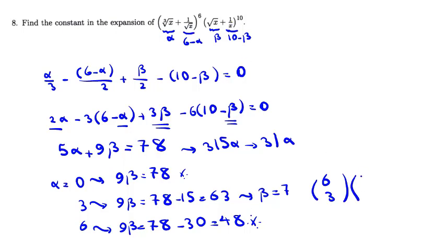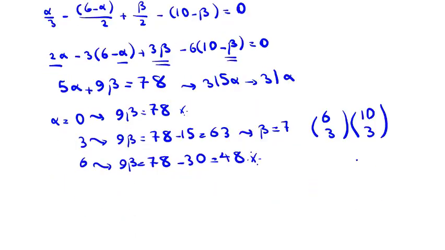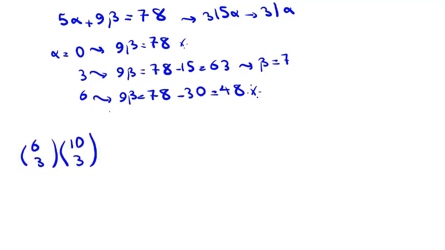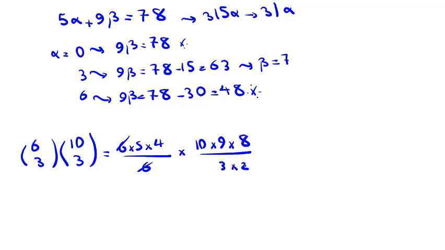If we calculate this term, let's see. 6 choose 3 is 6, 5, 4 over 3 factorial, times 10 choose 3, which is 10, 9, 8 over 6. Here, if we divide, this is 20, this is 12, and 12 times 2 is 24, and we have 2 zeros. So the answer equals 2,400.